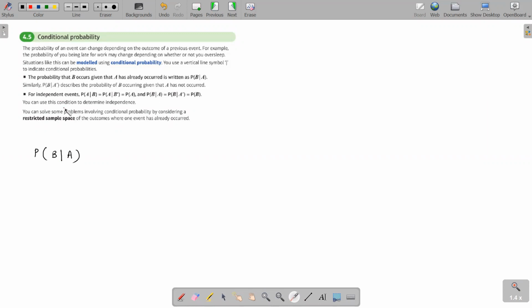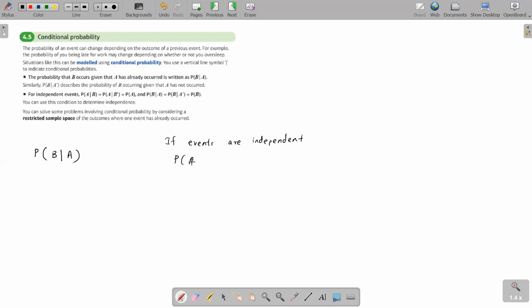This is a really important case, and we are now discussing it for independent events. P(A | B) = P(A | B') = P(A). What is this? If events are independent, what do we mean by independent events? They don't depend on each other. If you have two events A and B, A happens regardless of whether B happens, and B happens regardless of whether A happens.